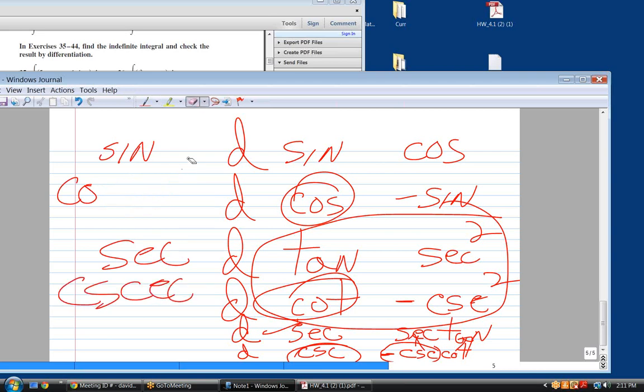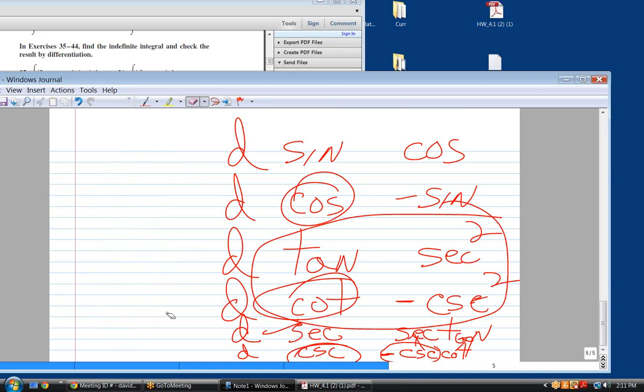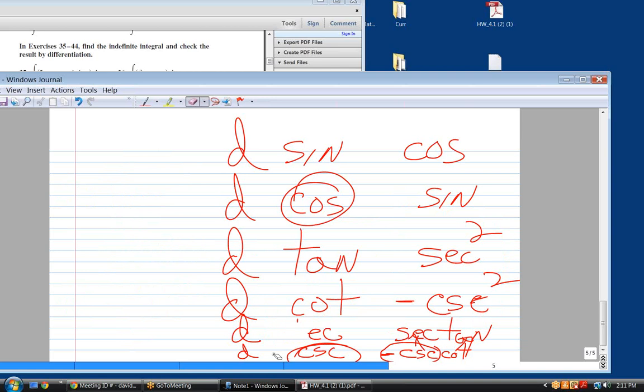Okay? So it's useful to be able to relate them as cofunctions of one another. They also have some other interesting properties, but this actually makes it fairly simple to remember the derivatives. Particularly the derivatives, the signs of the derivatives.